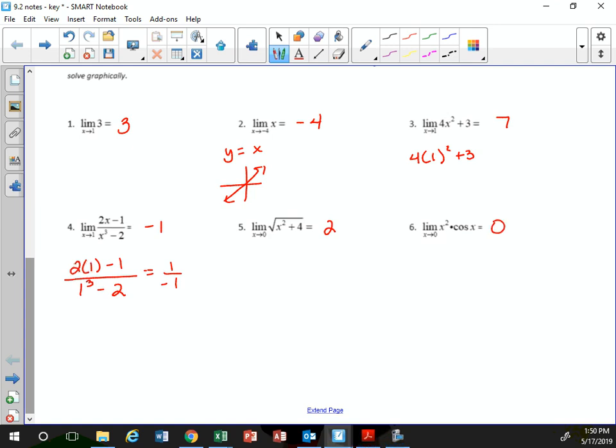Cosine of 0 is 1. 1 times 0 is 0. You can't do the cosine of just 1. If it was x approaches pi, it probably wouldn't be 1. Okay, you're good. Because I was about to say, I don't know how to do cosine of 1. No, you're fine. All right, so far so good, guys?